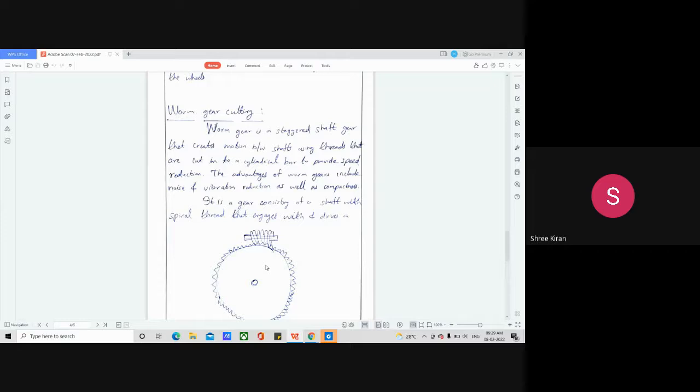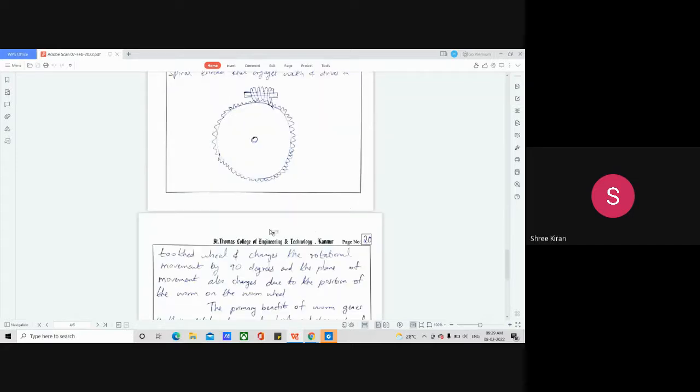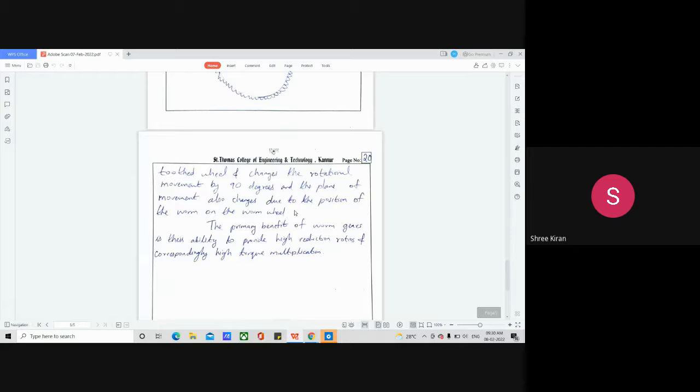Then it is a gear which consists of a shaft with spiral thread that engages with the drive and drives a toothed wheel, changing the rotational movement by 90 degrees. The plane of the movement also changes due to the position of the worm in the worm wheel. The primary benefit of the worm gear is the ability to provide high reduction ratios and corresponding high torque multiplication. So that's why it is widely used in automobiles.